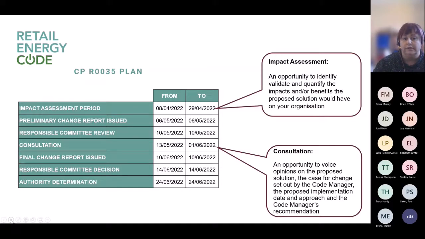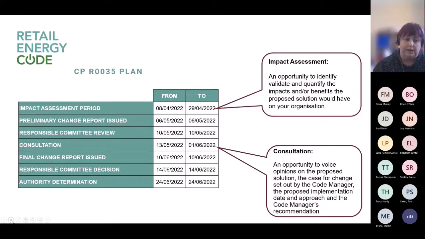In the consultation, we're looking for views and opinions on the proposed solution and how we've set out that case for change. There will be the code manager's recommendation within there, so it is the opportunity to assess and respond and provide views on that as well. The consultation responses will be reviewed. Again, it is that opportunity for us, as code manager and REC Co, to assess the solution based on the comments that we receive from the consultation.